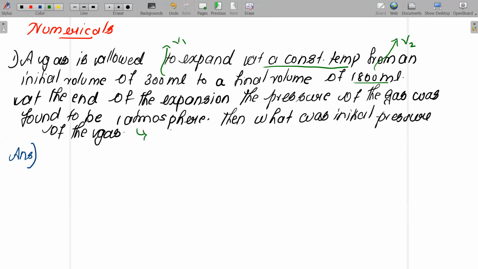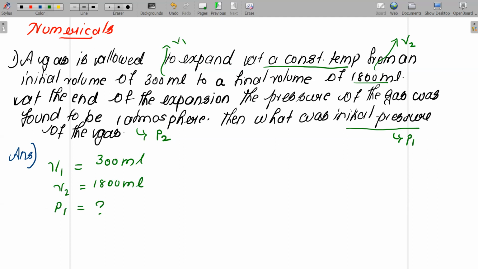atm. So at the end of the expansion, the pressure of the gas was found to be 1 atmosphere. So what do you mean by that? Final pressure is nothing but 1 atmosphere. Then they are asking what is the initial pressure? That is P1 they are asking. So children, you should write everything perfectly. So we understood V1 is 300 ml. V2 is 1800 ml. And the pressure P1 we need to find, and the pressure P2, the final pressure, they give as 1 atm. So children, how will you find that?